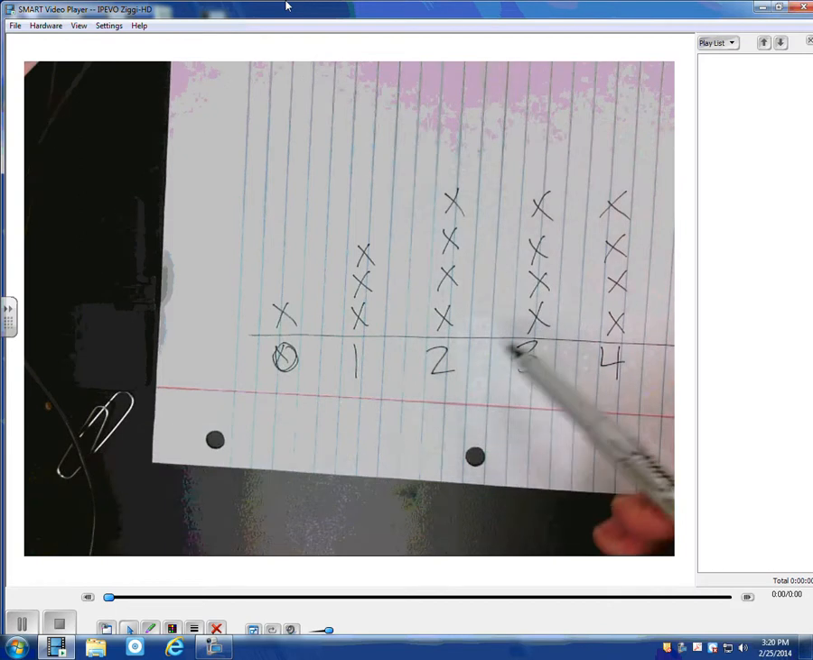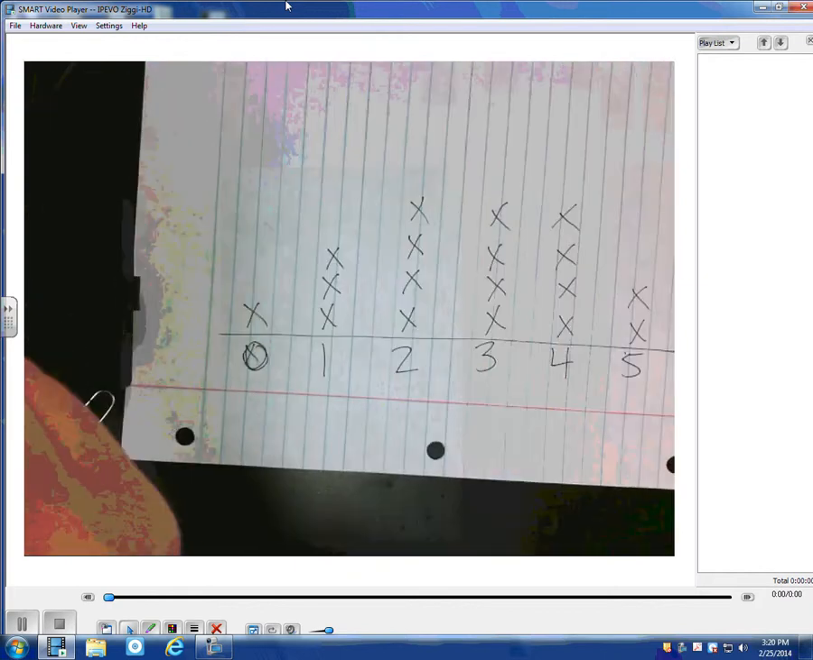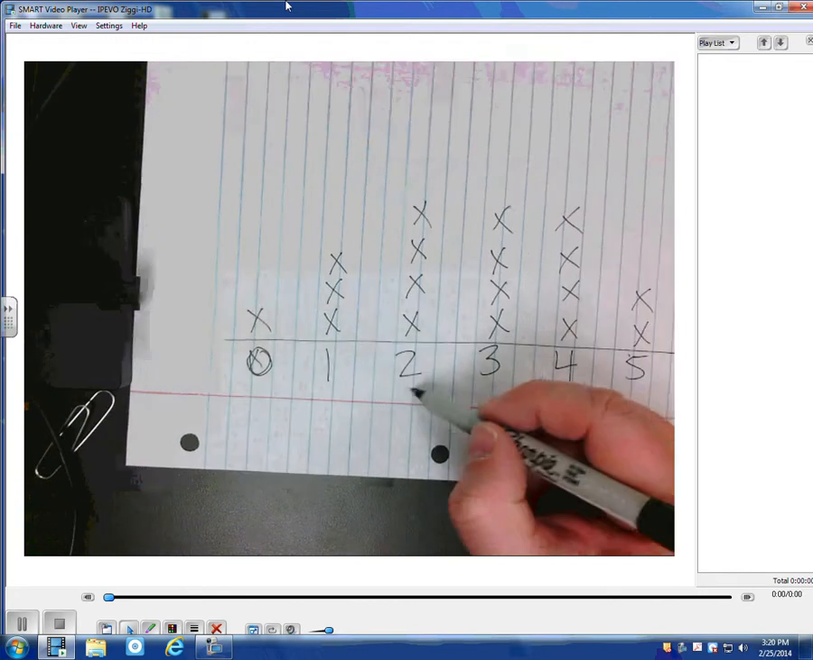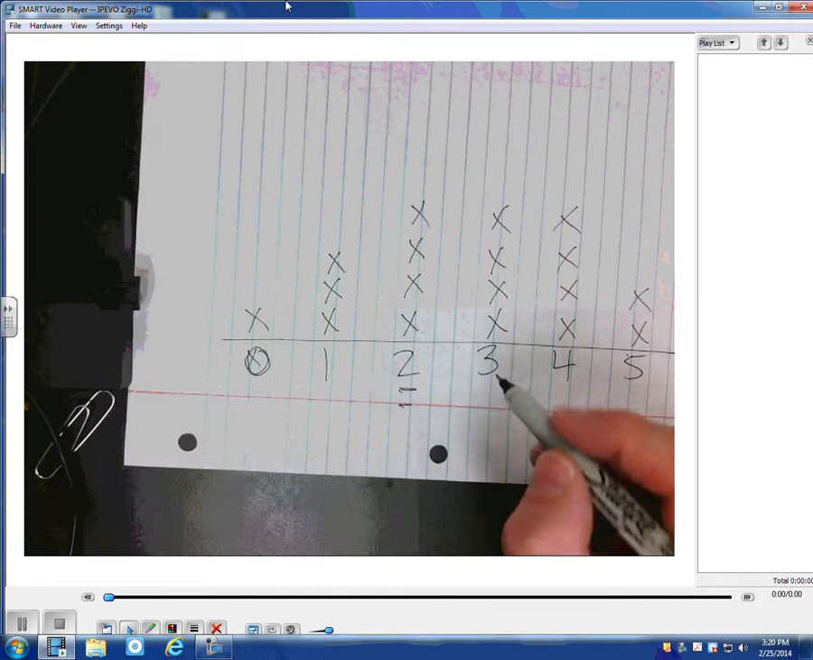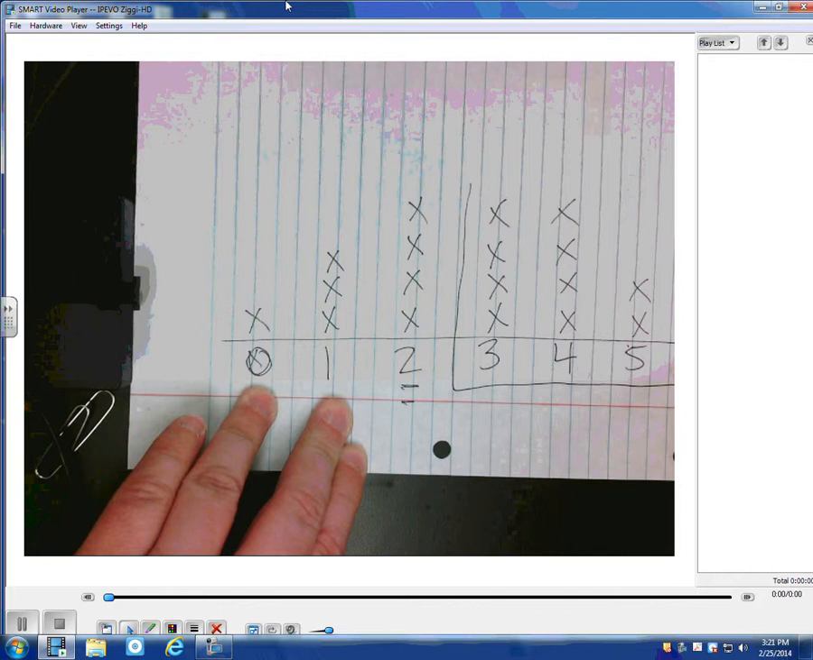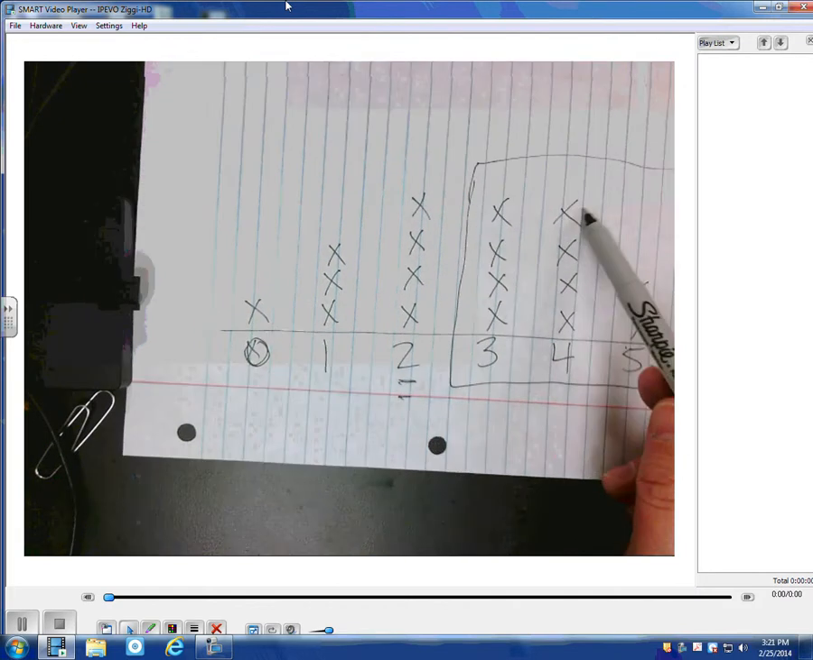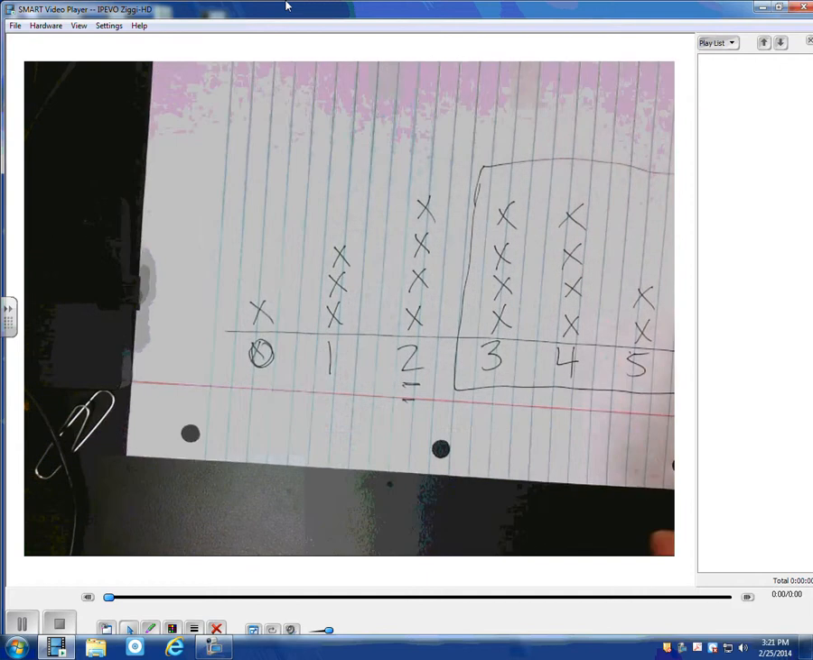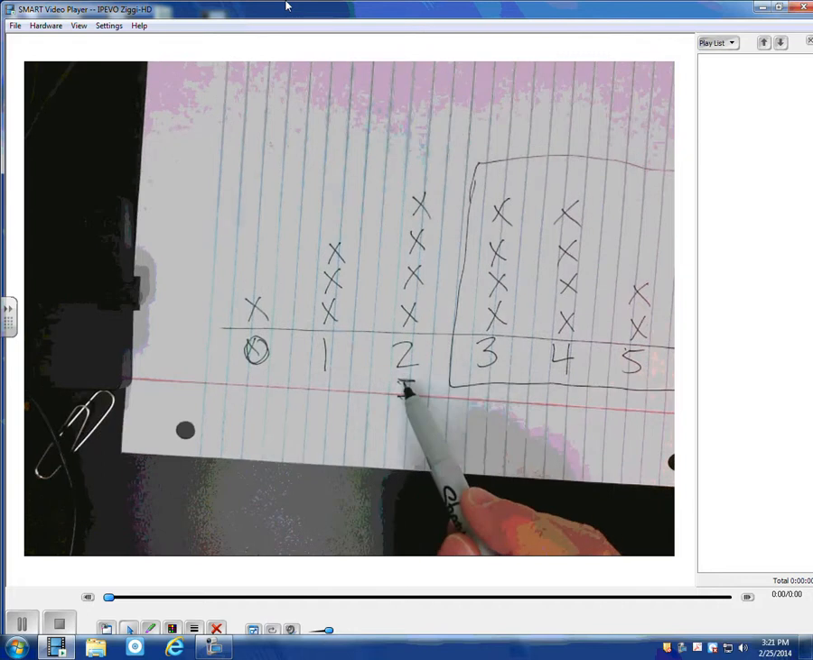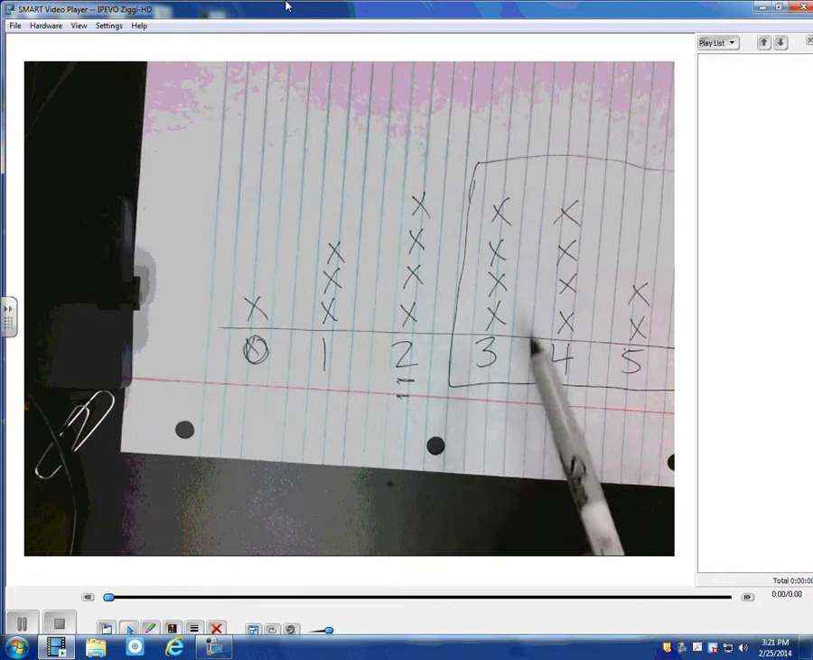So I want to really look at, here's 0, 1, 2, 3, 4, and 5. I want to look at more than 2. Okay, more than 2. So it's going to be everything over here. Okay, so I have 1, 2, 3, 4, 5, 6, 7, 8, 9, 10. So it would be 10 times. Okay, because you want to do more than 2. So we don't include 2 in that because we want more than 2. Okay, so you just include 3, 4, and 5, and then you just count the X's.